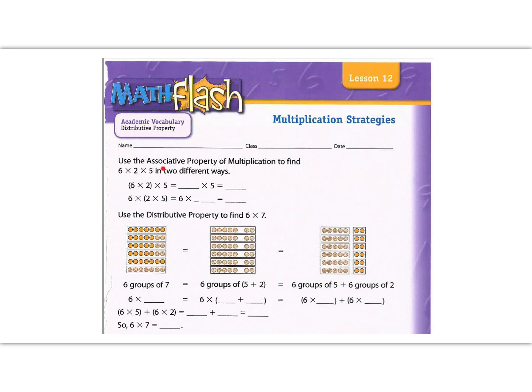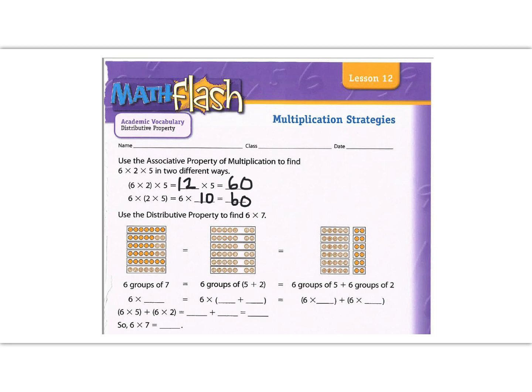So it says, use the associative property of multiplication to find 6 times 2 times 5 in two different ways. So we did this last lesson. So they wrote it as 6 times 2 in parentheses times 5. That equals, and then we do 6 times 2, which is 12, and then 12 times 5, which is 60. Then the other way they wrote that is they put in parentheses 2 times 5. So then it's like 6 times 2 times 5, which is 10, and then 6 times 10 is 60. So notice that we get the same answer.